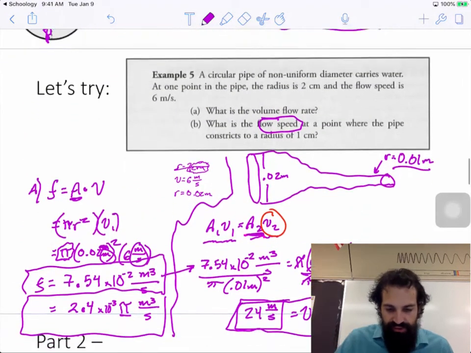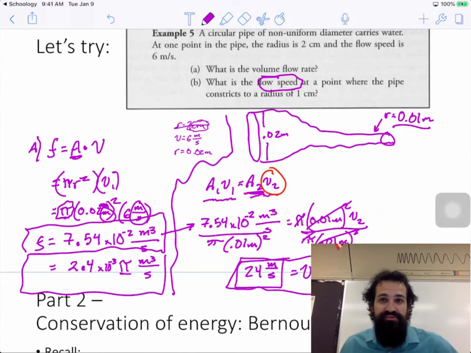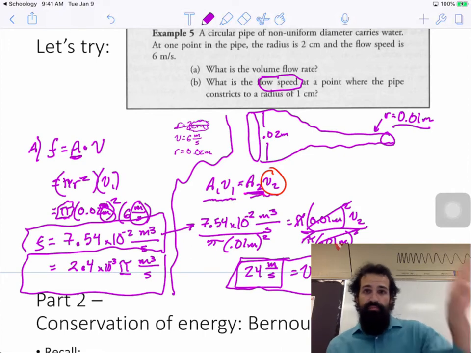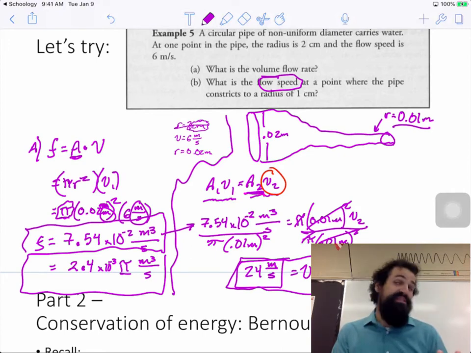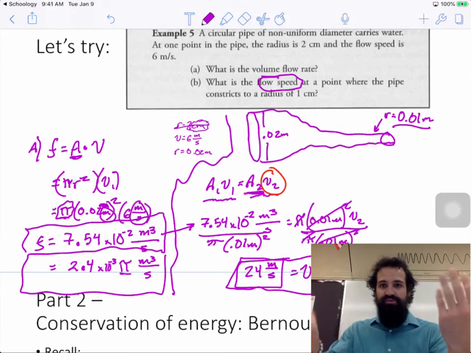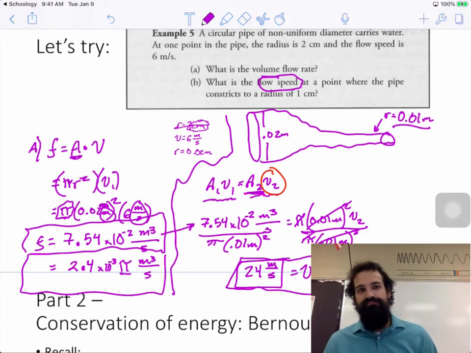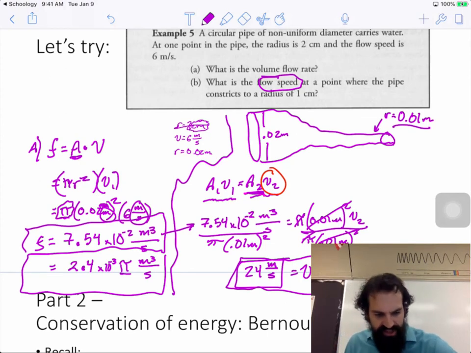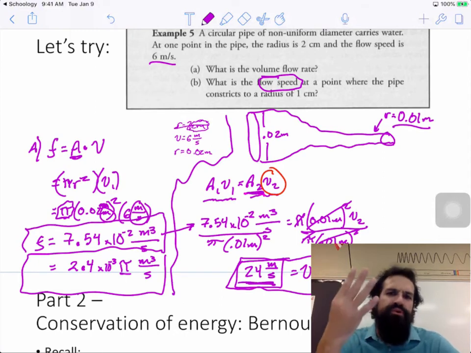And that compares to the initial speed of 6 meters per second. Anytime you get to an answer, you should think to yourself, does this answer make sense? Well, the pipe got smaller, which means the velocity should get faster. So yes, our velocity went from 6 meters per second to 24. That makes sense. And the other thing is, to get from 6 meters per second to 24 meters per second, it got quadrupled.